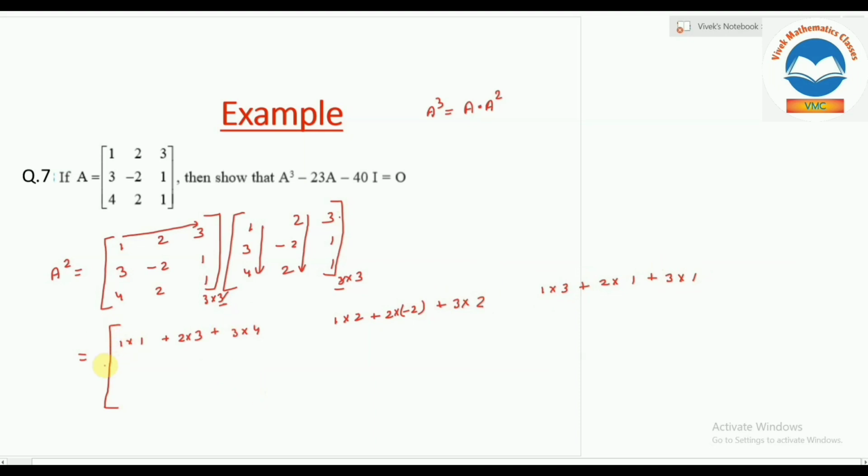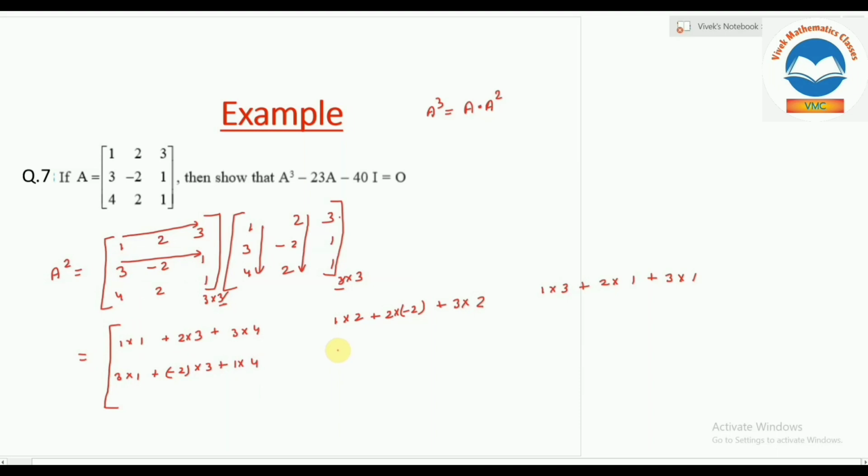So we need next A21. A21 means what? Second row, first column. So this second row will multiply with first column. We will write here. So what we will get here? 3 into 1 plus minus 2 into 3. Next will be 1 into 4.